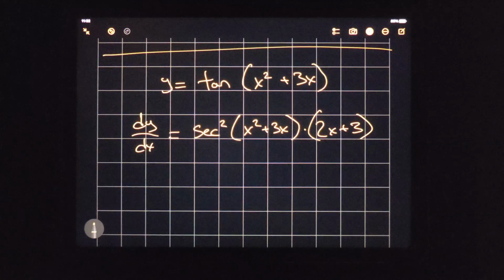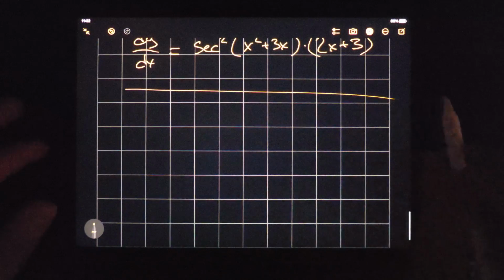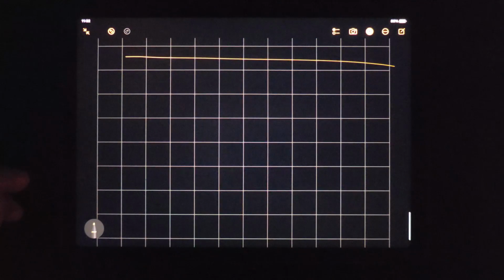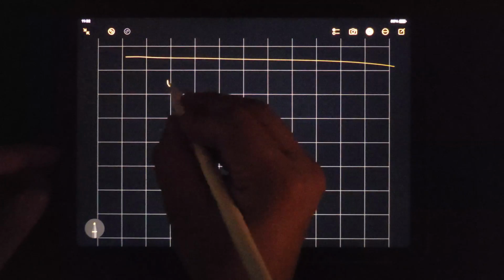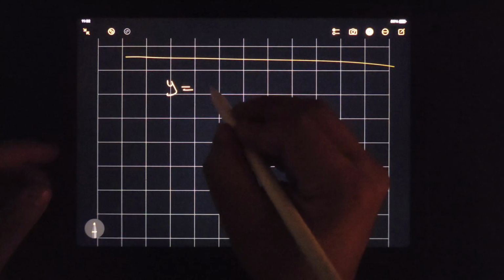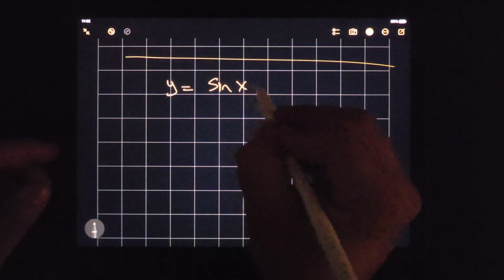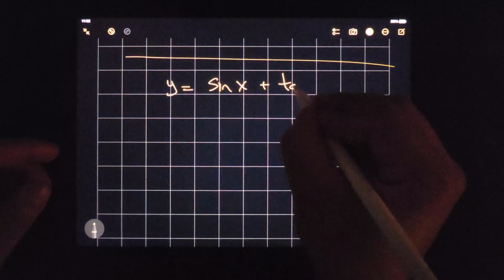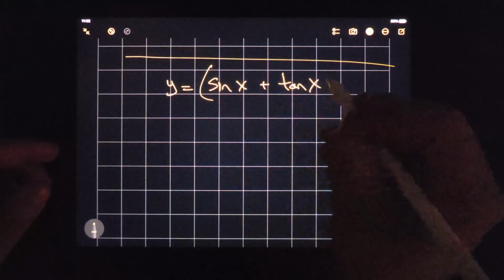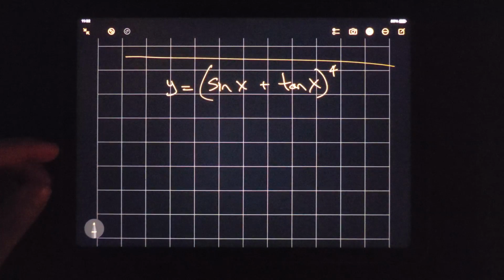Yep, that is correct. What else do we have? We can do another one. Say you have y equals sine x plus tan x all to the power of 4.